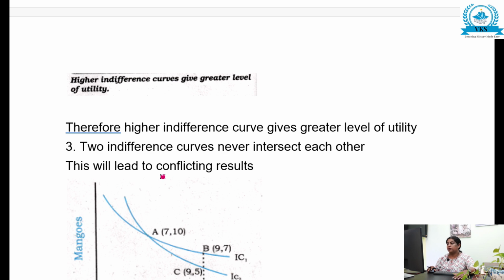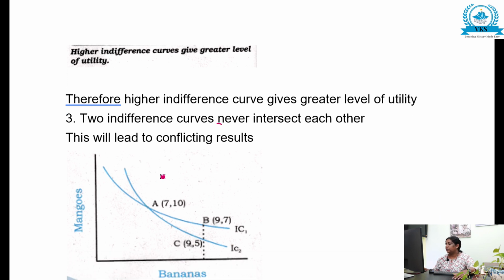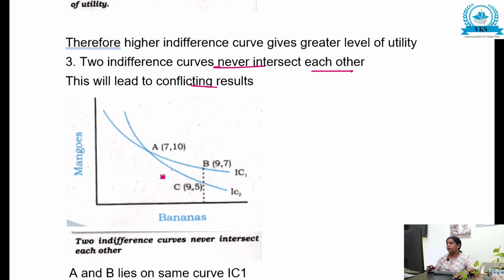Now the third feature is that two indifference curves never intersect each other. This will lead to conflicting results. So the next one is that two indifference curves will never intersect with each other. If they intersect, it will lead to conflicting results. To explain that point, here we have drawn two indifference curves intersecting, that is IC1, the first indifference curve, and IC2, the second indifference curve.